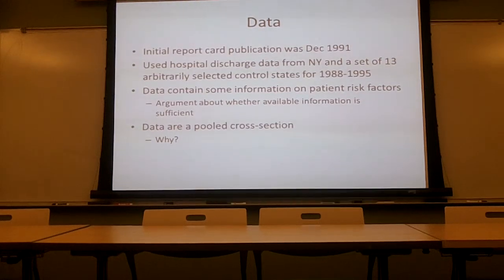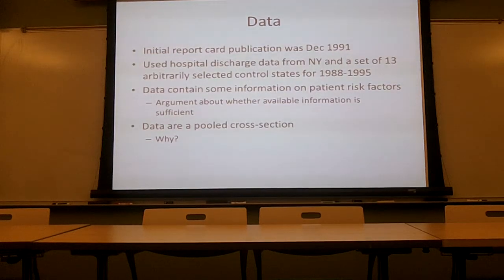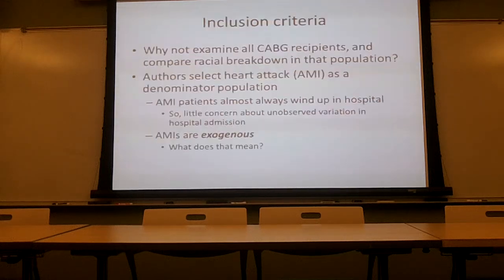Also, let's just step back a second and say these data are a pooled cross-section. They're not panel data per se, even though we're following the same hospitals over time in the same states over time. We're not following the same patients over time. It's possible that a patient could have multiple CABGs, one before and one after, or have heart disease that might require CABG surgery. But the discharge data are at the patient level, and so we treat it as a pooled cross-section, and we'll talk more about why that matters later on.